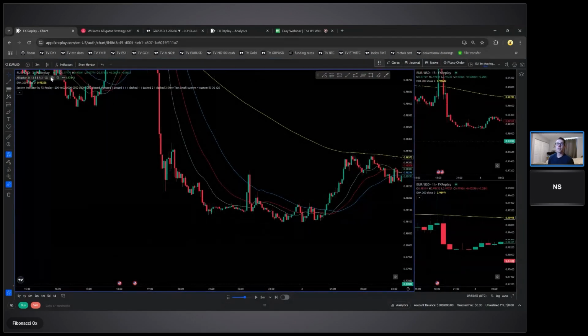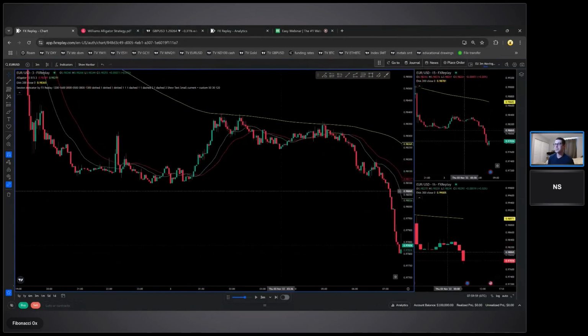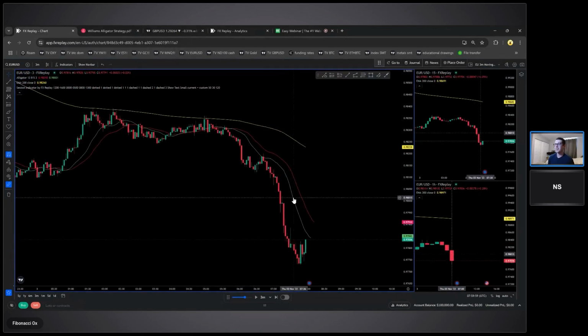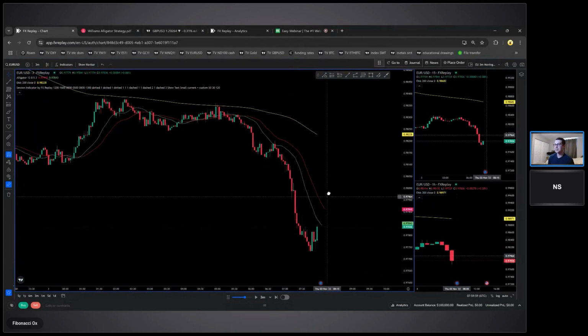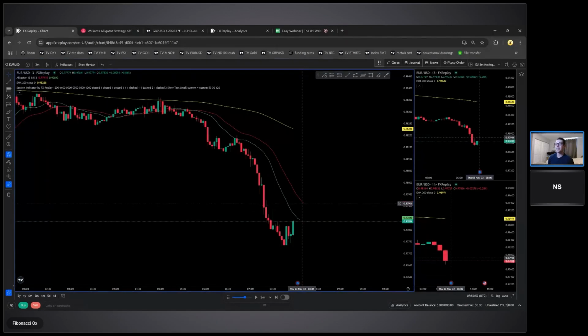And for this simplified version, we're just going to come in here and deselect the jaw so that we only have the teeth and the lips. I usually just refer to them as the 5 SMA and 8 SMA. You could also just say teeth and lips if you want, but that's basically the indicators that we're going to have on here.